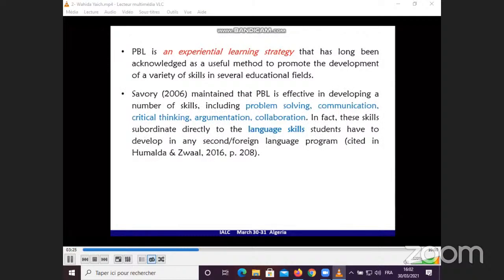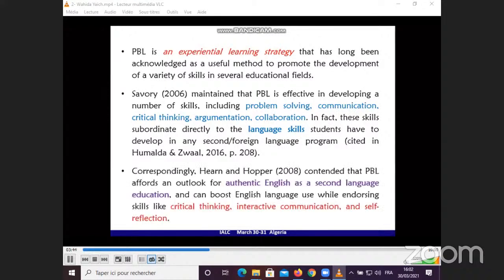Saburi 2006 maintained that problem-based learning is effective in developing a number of skills, including problem solving, communication, critical thinking, and collaboration. In fact, these skills relate directly to the language skills students have to develop in any second language program.